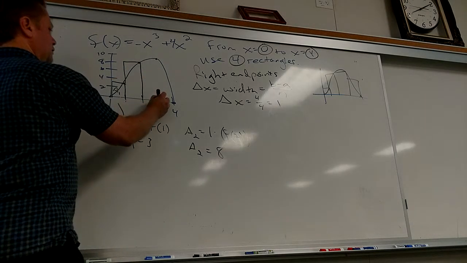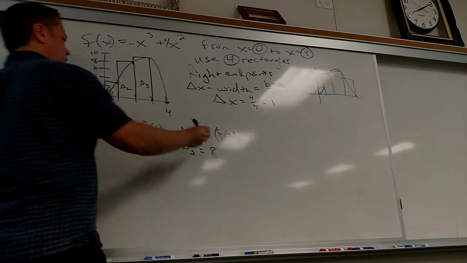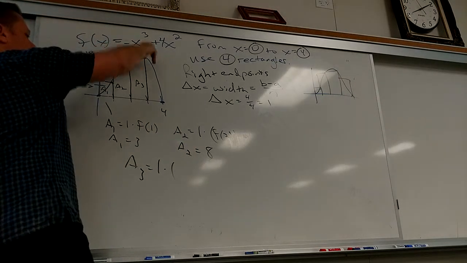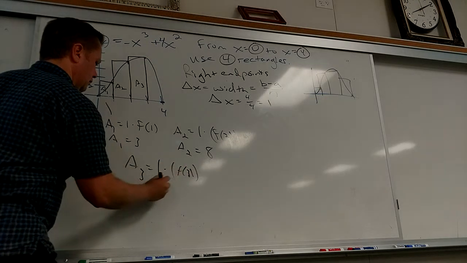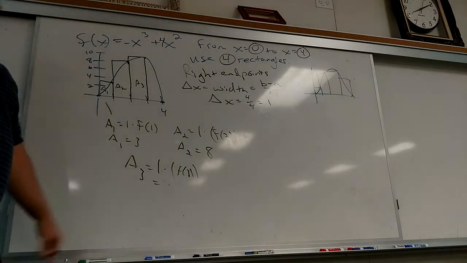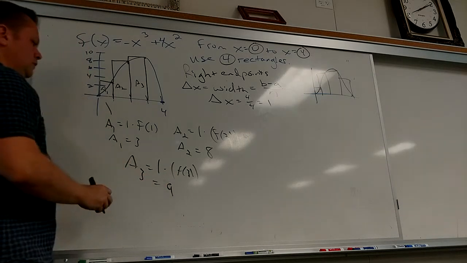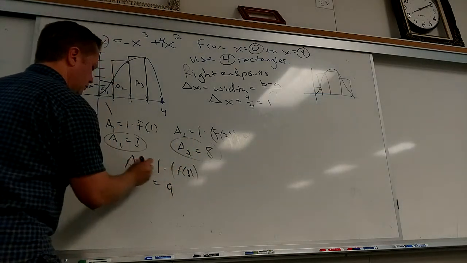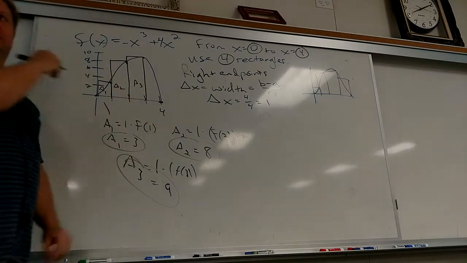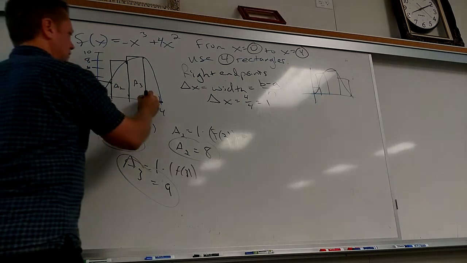So A3 was going to go, of course, this tall. And A3, still a width of 1, and how tall is it? F of 3, yeah, 1 times f of 3. F of 3 was 9, if I remember correctly. So we got A1, A2, A3, we got one more to get. A4, how tall is A4? Poor little A4. It's flat.